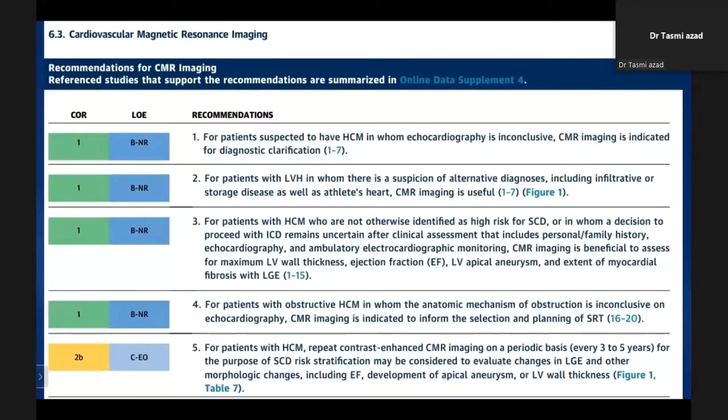Another class 1 indication relates to the risk of sudden cardiac death; we will see in another slide how we assess the patient for this risk. We will see that LV apical aneurysm or the extent of myocardial fibrosis can be very extensively visualized by late gadolinium enhancement, which makes cardiac MRI a class 1 indication in the American Heart Association recommendation. They also give another point regarding choosing cardiac MRI as an imaging modality: when echo is inconclusive regarding the anatomical mechanism of left ventricular outflow obstruction, we go to cardiac MRI.